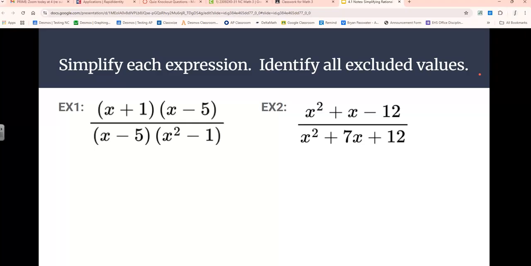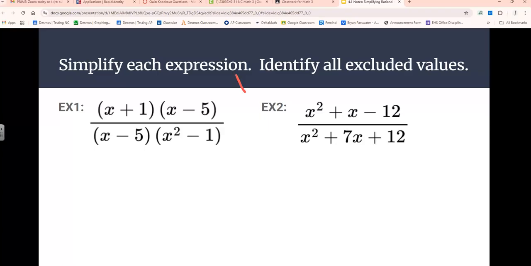Since I've asked that question, it seems like the answer should be yes. Does anybody see what I could factor further? X plus 1 won't factor, x minus 5 won't factor, x minus 5 right here won't factor. What about x squared minus 1? That still has a square in it, right? Anybody remember how to factor that one?